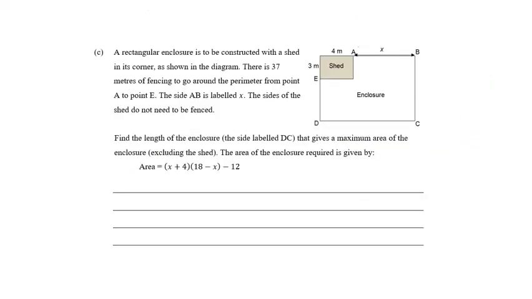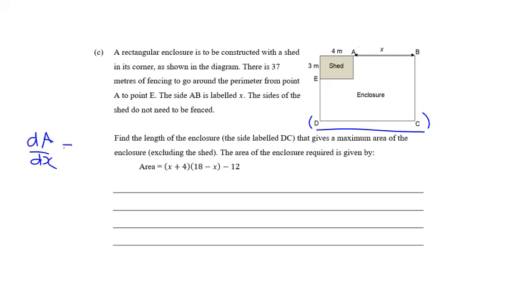A rectangular enclosure is to be constructed with a shed in the corner, 37 meters of fencing go around the perimeter, and so on. Size of the shed will be fenced. We'll find the length of the enclosure. So find this part here. It gives the maximum area of the enclosure. The area is given by this. So there's the formula for the area. What are you trying to do with this particular question? Find the maximum area.